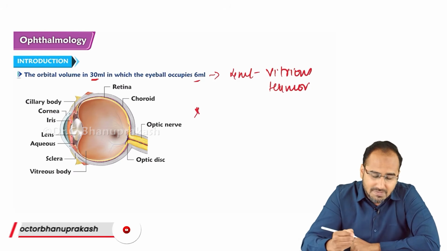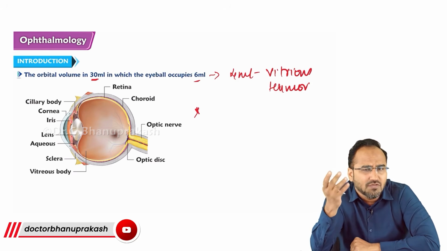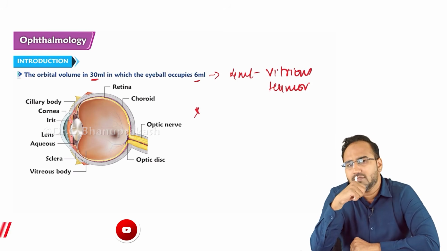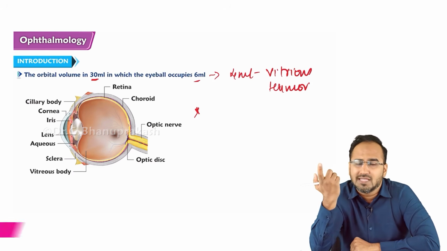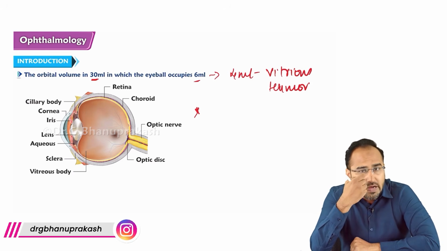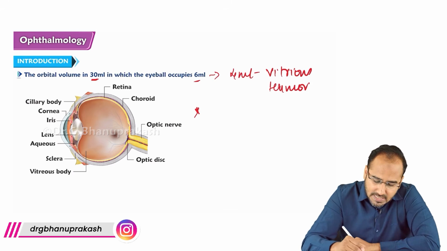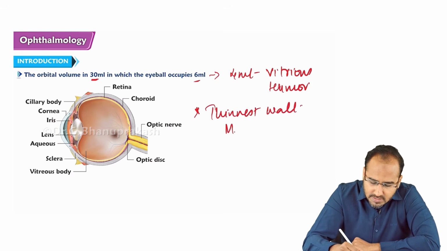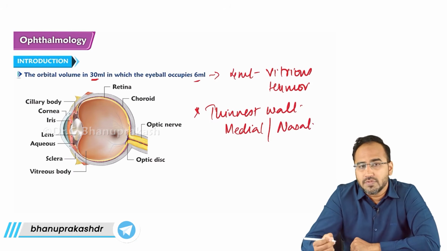Other thing that we need to remember is, remember I told you about the orbit. The orbit is having many walls: the superior wall, the inferior wall, the medial wall, the lateral wall. Now what we need to remember is, which is the thinnest wall in the orbit. The thinnest wall of the orbit is the medial or nasal wall of the orbit.